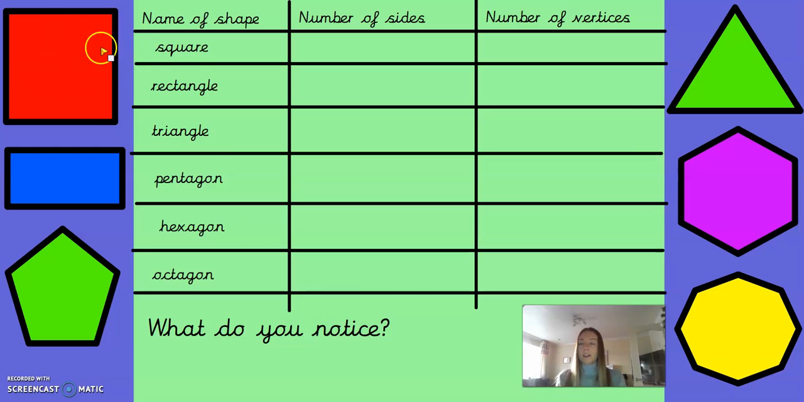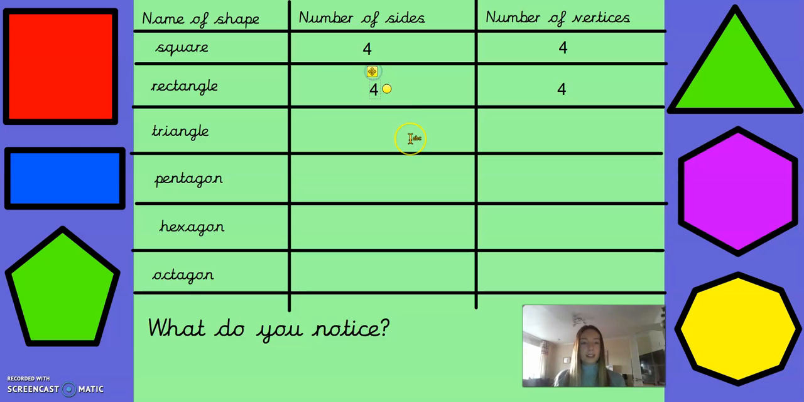So the first shape we're going to start with is our square. And we know that a square, as we just counted them, has 4 sides. Let's count the number of vertices again together. 1, 2, 3, 4. 4 vertices. Let's move on to our rectangle. Can you see the rectangle on the screen? Here it is. 1, 2, 3, 4. It also has 4 vertices, and we know it has 4 sides.